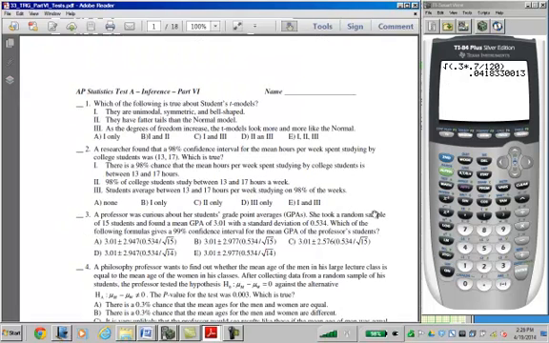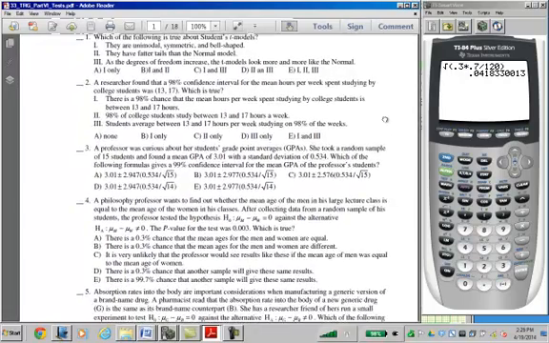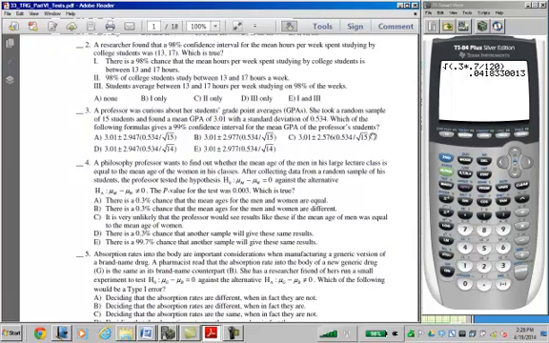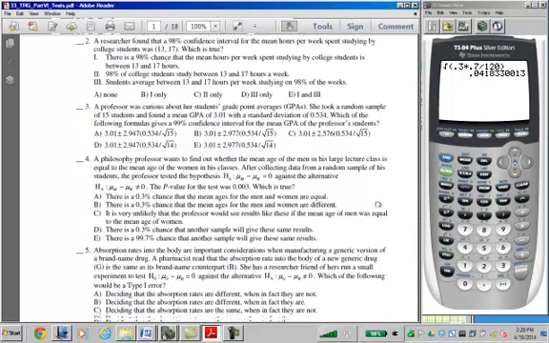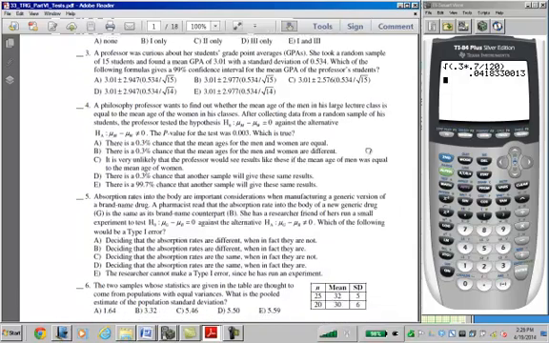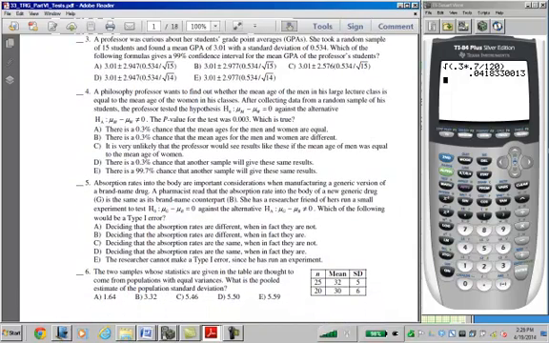All right, after collecting data from a random sample of students, the professor tested the hypothesis that the mean age of men and women is equal, against the alternative that it's not equal. The p-value is 0.003. Which is true? The p-value is the probability of your sample statistic occurring, assuming that the null hypothesis is true.